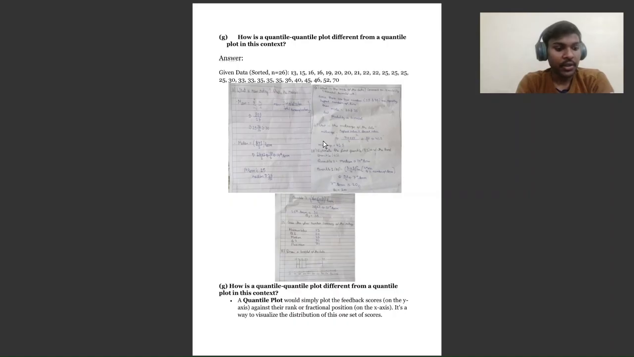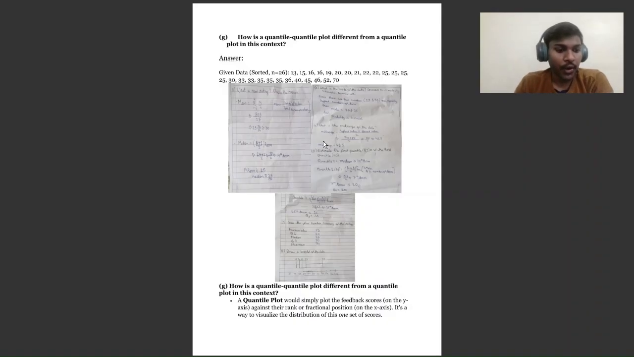Now the quartiles. Q1 is the 25th percentile and Q3 is the 75th percentile. Using the positional formula, we estimate Q1 and Q3 from the sorted list. Then we have the 5-number summary. It includes the minimum value, Q1, median, Q3, and maximum value.